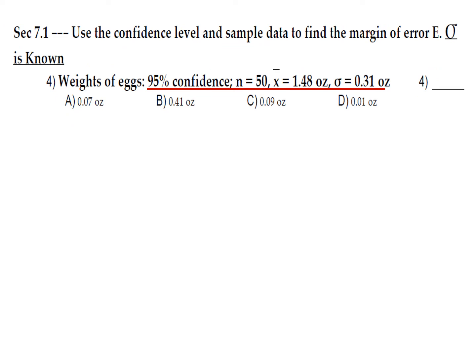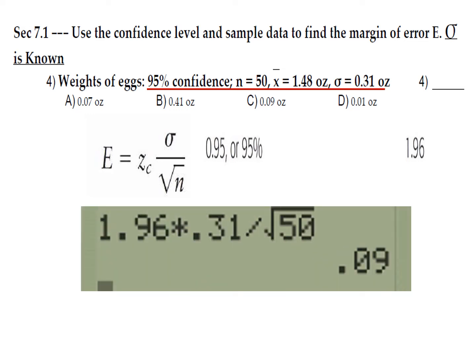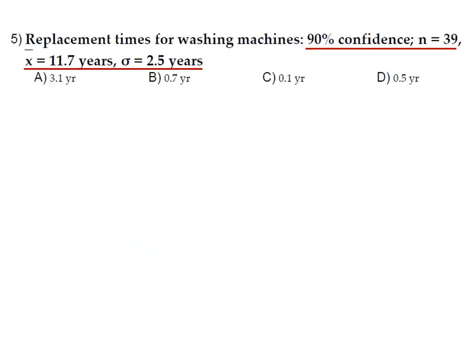Section 7.1, find the margin of error. Well, there's the formula. You need a z-score associated with 95%, which is 1.96. Sigma is given to you as 0.31, and you also know n is 50. Plugging those values in, 1.96 times sigma divided by the square root of 50, 0.09, letter C.